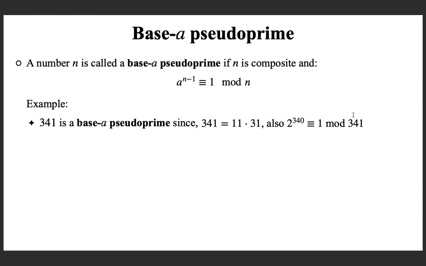See, it is of the form A raised to n minus 1. When n is 341 and A is 2, it is of the form A raised to n minus 1 is congruent to 1 mod n. That is the form. So, just try to remember what pseudoprimes are. They are not really primes, but look like they satisfy Fermat's theorem.